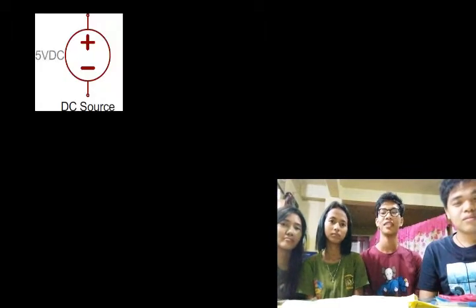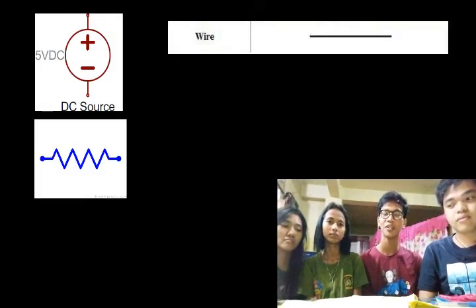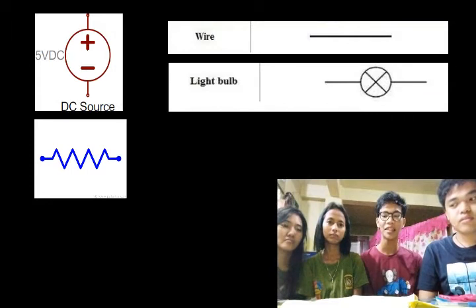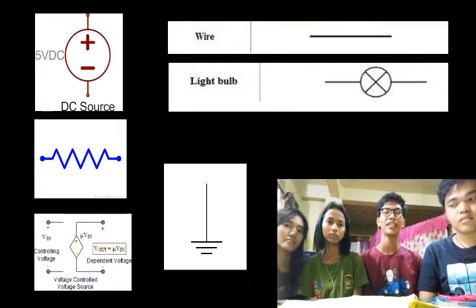So, our circuit diagram consists of 2 sources, wires, 12 resistors, 3 lamps, 2 control voltage sources, and grounds.